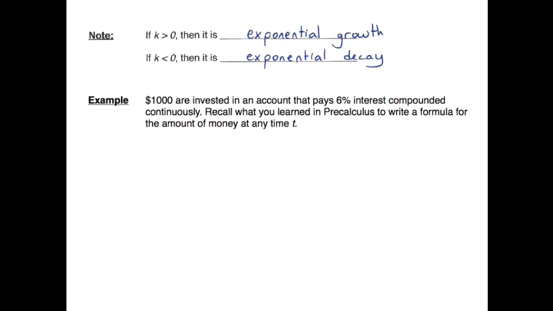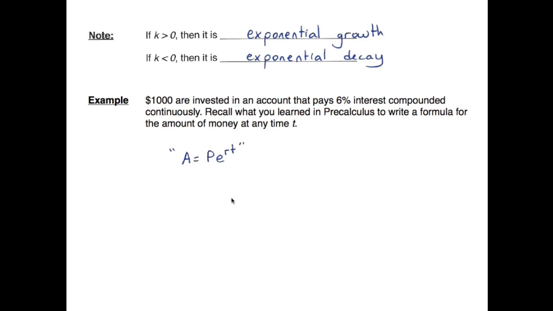So this example, we won't solve it, we just set up the equation. $1,000 is invested in an account that pays 6% interest compounded continuously. Recall what you learned in pre-calc to write a formula for the amount of money at any time t. What formula did we use in pre-calculus when we were solving these kinds of problems? Well, some people just say it's Pert. A equals P times e to the power of rt. P is the principal, A the final amount, r is the rate, and t is time.